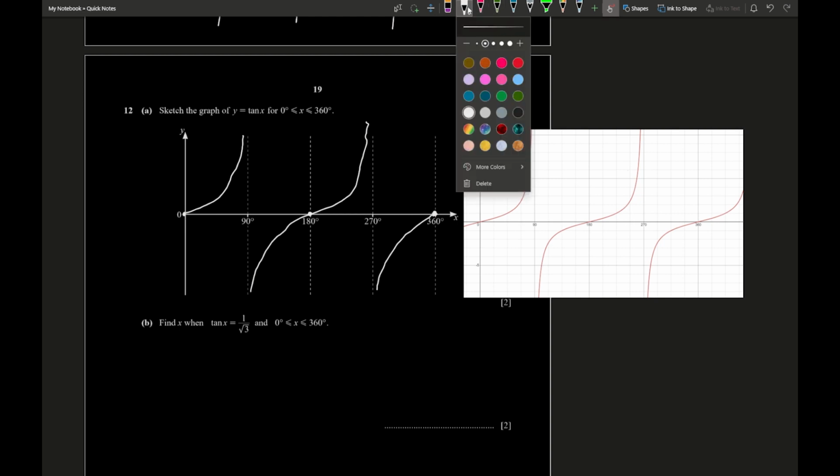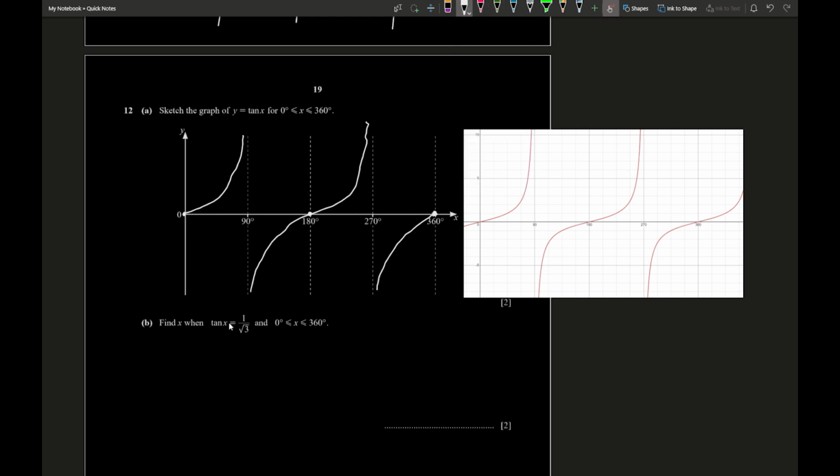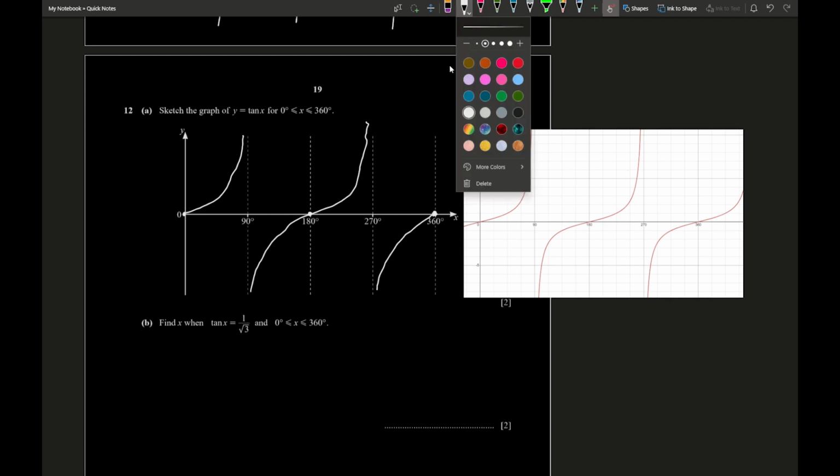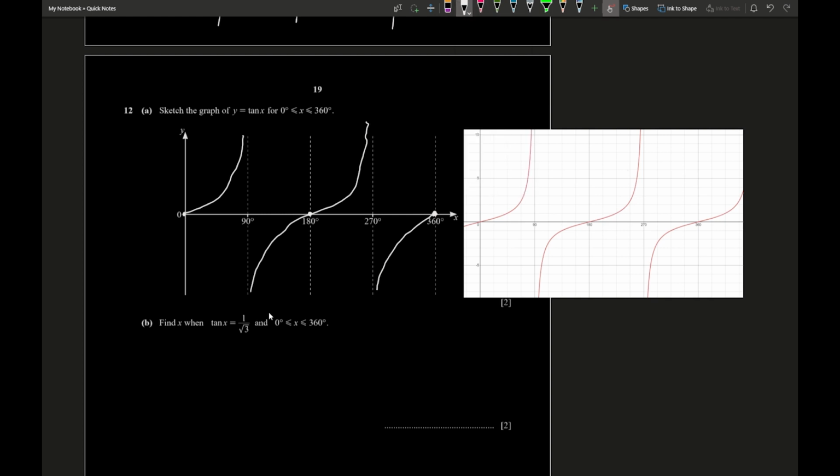Okay, for part B, find x when tan of x is equal to 1 over the square root of 3 and x is greater than or equal to 0 and less than or equal to 360 degrees. That's a very interesting question. Now if we open the calculator and type 1 over square root of 3, it gives 0.577.